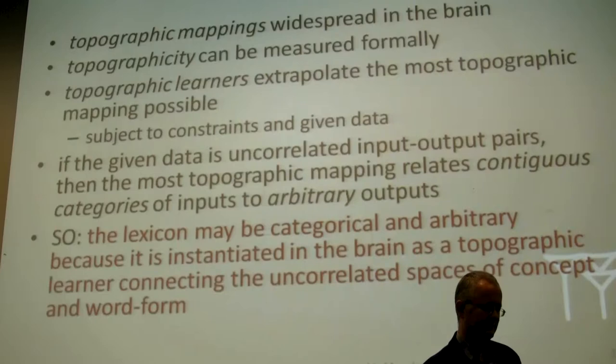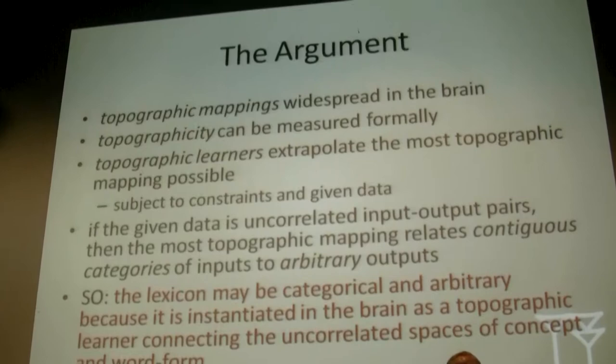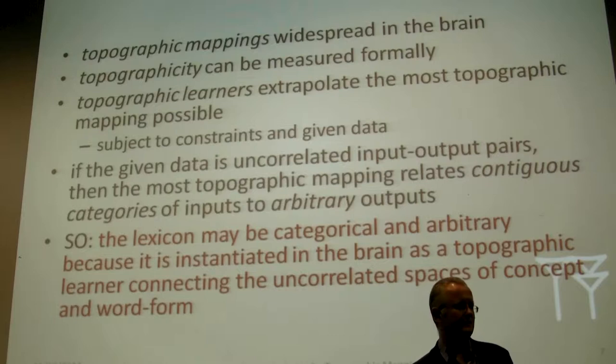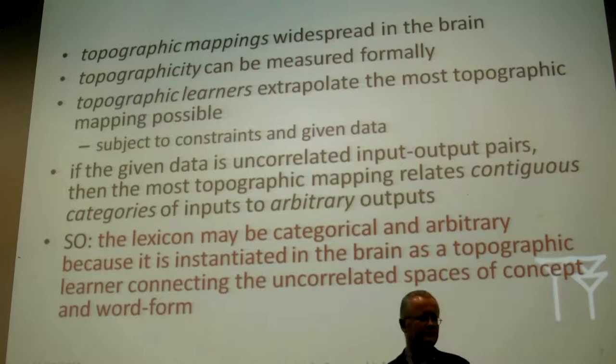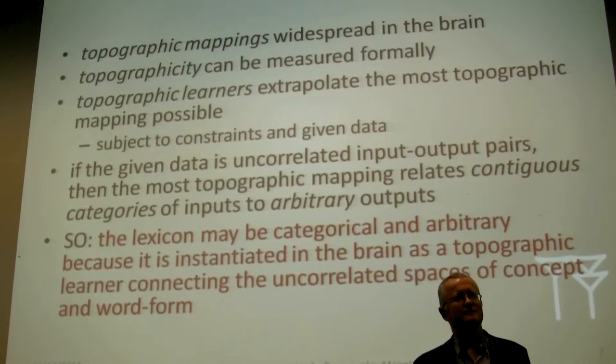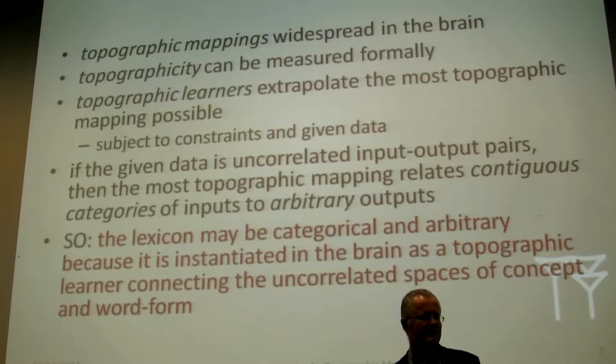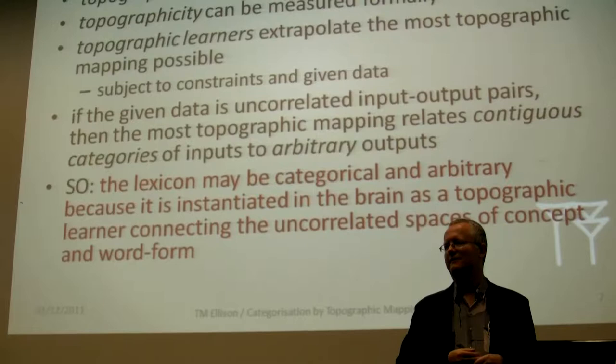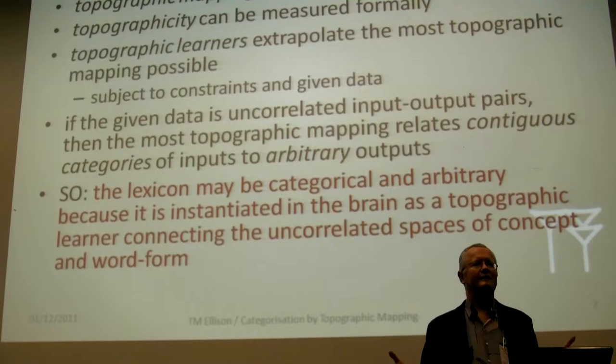Now, the argument I'm going to make with these things is that topographic mappings, as a kind of abstract functional concept, are implemented widely in the brain. And what's more, we can actually get a formal handle, as in a mathematical description, of what it means to be topographic. And I'm going to use Goodhill's description of that particular property. Topographic learners are basically abstract learning devices that try and make the most topographic mapping that's possible given the constraints imposed on them. Those constraints might be that your mapping has to include these particular preset values of outputs for particular inputs, but it may also be some constraints about how dense the outputs of the mapping have to be, and so on.